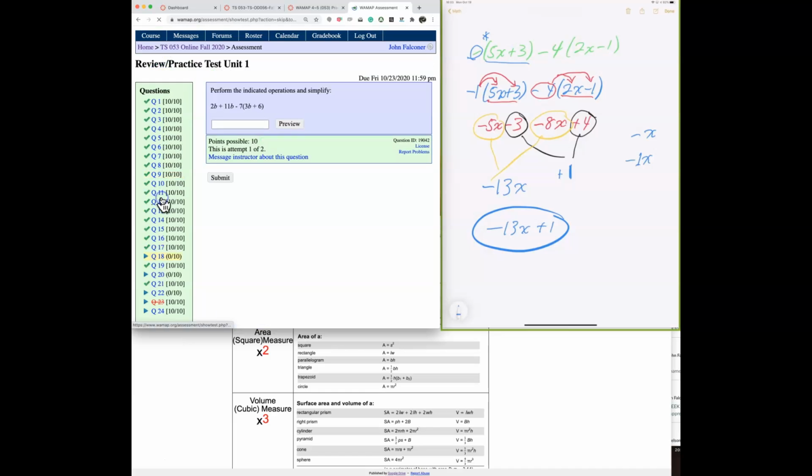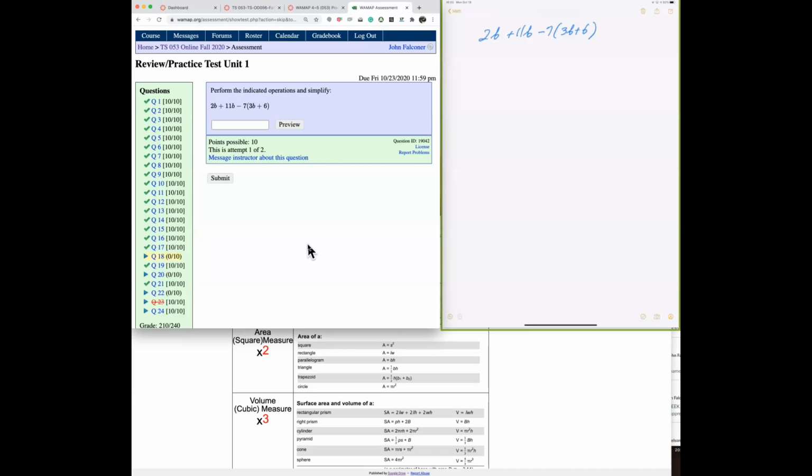All right, moving on to the next algebra problem. That was just like a little sorbet to cleanse your palate. And now a little more algebra. 2b, or not 2b, 2b plus 11b minus 7 times 3b plus 6. All right?